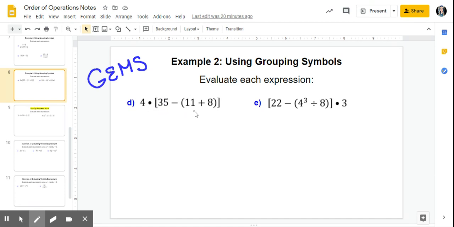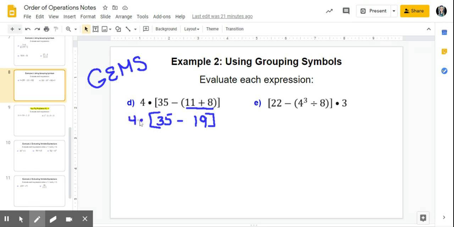You should always start with the grouping symbol that's closer together, the innermost set. So the parentheses are closer to each other than the brackets are. Therefore, I must start with these parentheses, 11 plus 8. 11 plus 8 gives me 19. Drop down everything else, including the brackets.